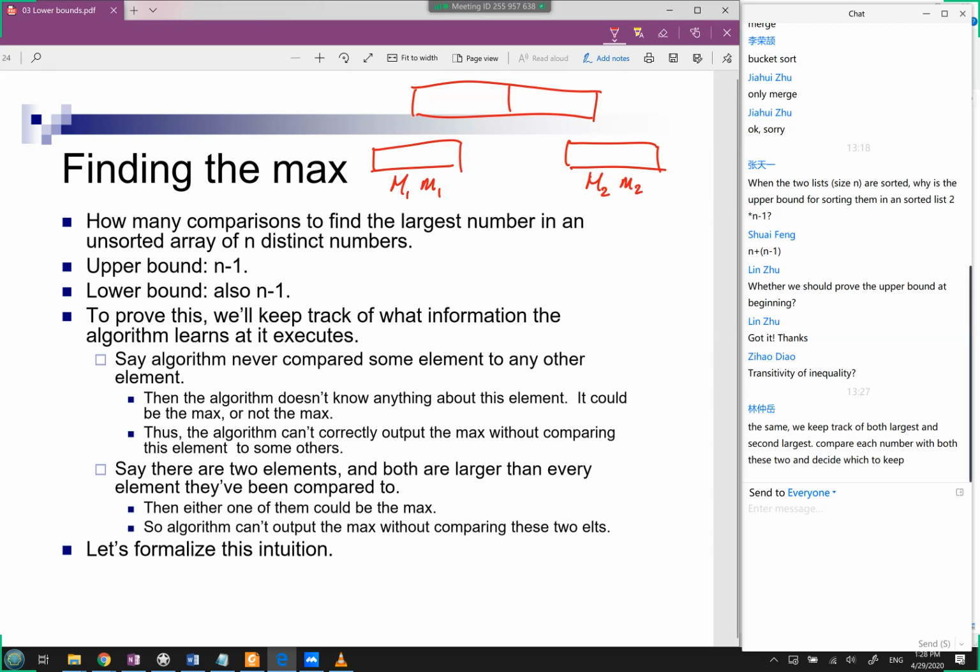Suppose you've done this using divide and conquer. You start with n numbers, you divide these into two parts, and then you find the max and the second max in the first n over 2 numbers, and then you do the same thing for the other n over 2 numbers. Now you have these four numbers. So what do we do with these four numbers now? We want to use these four numbers to get the max of the overall list of n numbers, so we need to do some additional comparisons. What should we do?